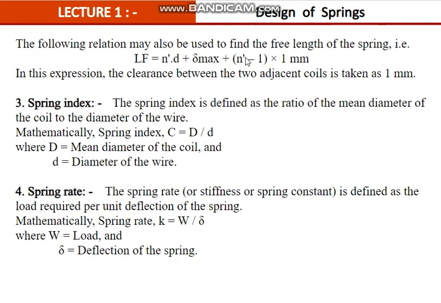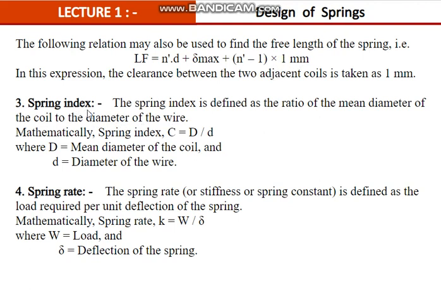You see, n dash is the total number of coils, and if 10 coils are there, how many gaps will be there? One less. When five fingers are there, how many gaps are there between the fingers? Only four gaps, like that. So n dash minus 1 into 1 mm. 1 mm is taken as the final clearance between the coils in the compressed condition.